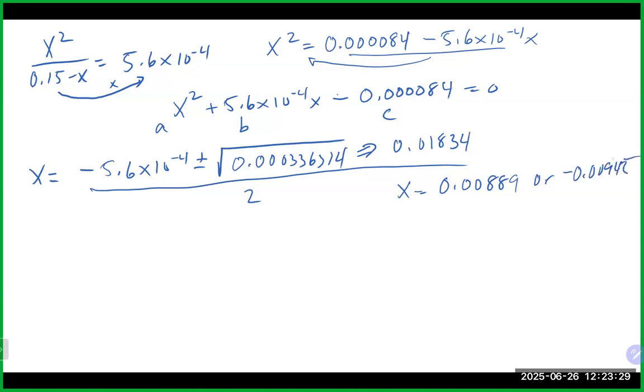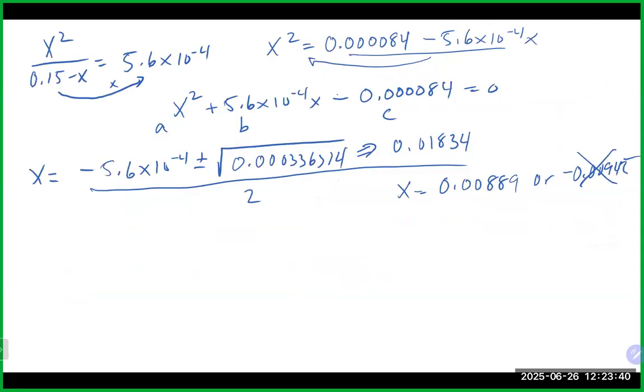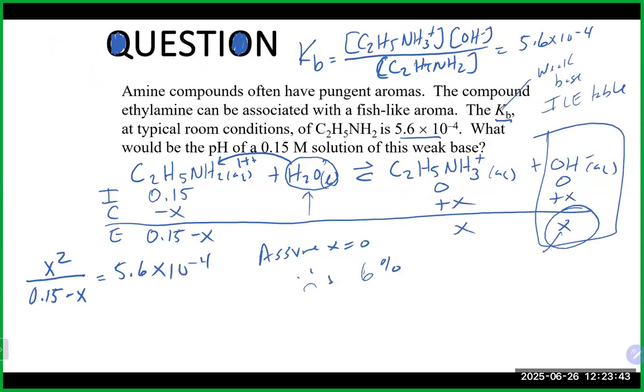Obviously, this one is no good, because if we go back to our table, we are interested in x, and we cannot have a negative concentration. So I would say the positive one, 0.00889 molar, should be the correct one. Also, really important, a super common error: this is the hydroxide concentration, not the H plus concentration. So I have to go to pOH first, minus the log of 0.00889. And that is going to get me here.